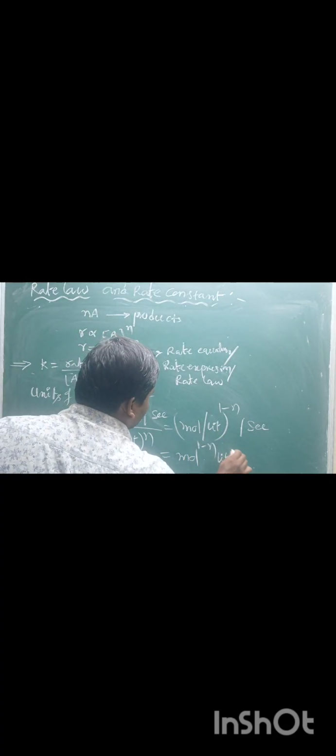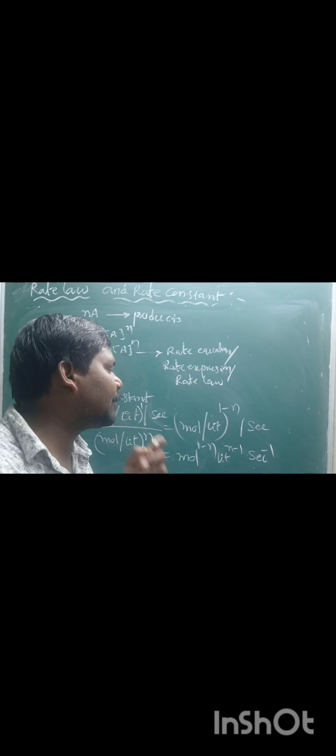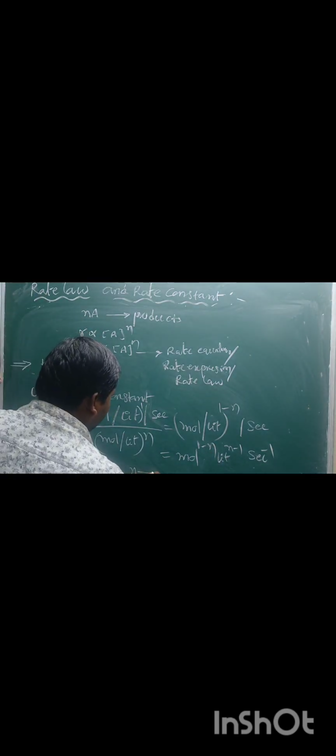Now I am separating these terms. Mole power 1 minus n, 1 by liter means liter inverse, liter power n minus 1, per second. What are the units of rate constant? The units of rate constant are mole power 1 minus n, liter power n minus 1, second inverse, where n is equal to the order of the reaction.